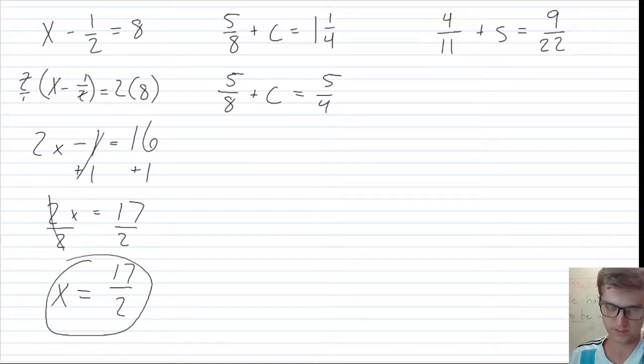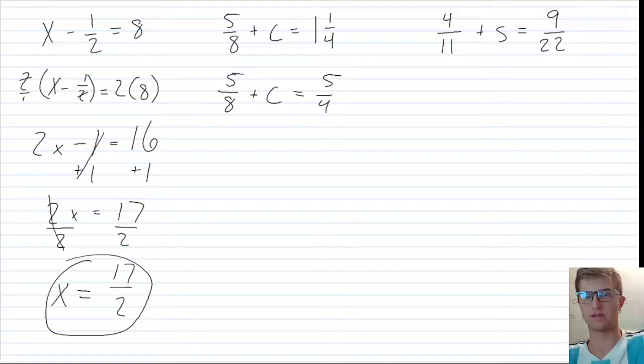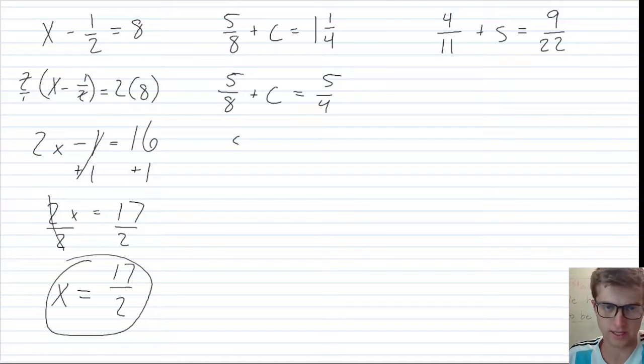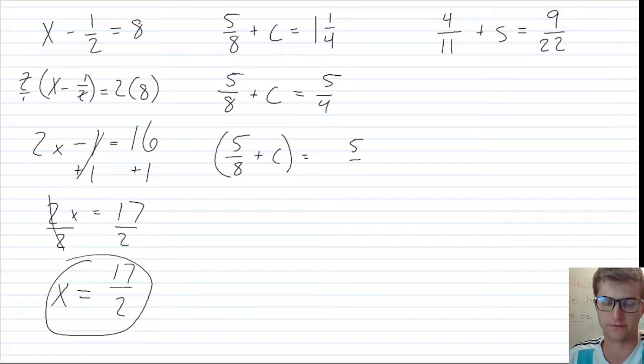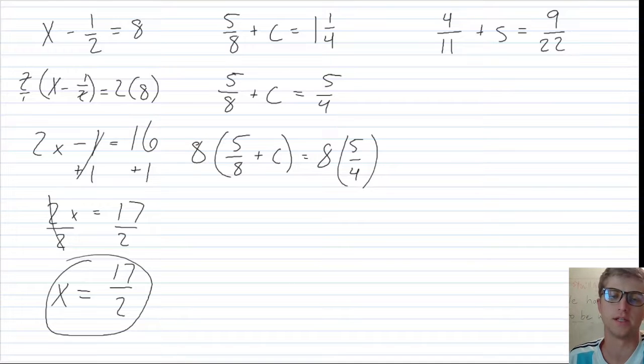Now, let's multiply by our least common multiple, 8. We'll rewrite everything on the left, 5 over 8 plus c, put the whole thing in parentheses, rewrite the right. Ha ha ha, wordplay. Put that in parentheses, we're multiplying by 8. 8 over 1 times 5 over 8. The 8s cancel. We're left with 5.